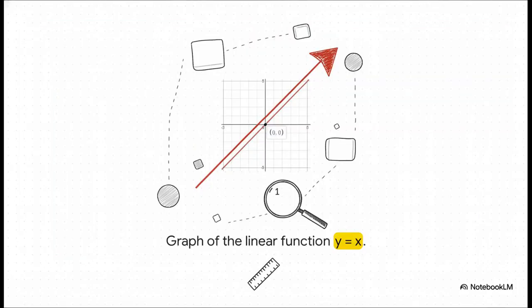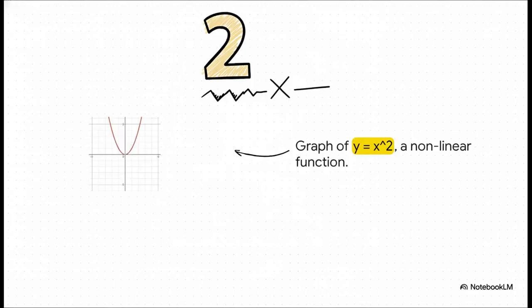Let's actually look at this in action with our very first test case, the equation y equals x. Notice that straight line crossing right through the origin at (0, 0). Because the highest exponent here is a hidden 1 right there on the x, it passes the linear test perfectly. And because our slope, our m, is positive, you can clearly see the line slanting upward as it moves from left to right. But what happens if we mess with that hidden 1?